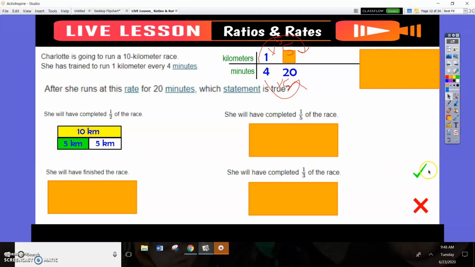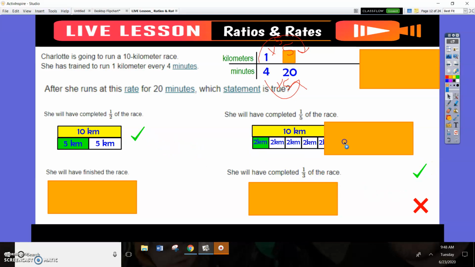Is 5 half of 10? Yes. So we're going to put a check mark by this answer, okay? Let's look at this next choice. She will have completed 1/5 of the race. Well, 1/5 is equal to 2 kilometers, okay? We have 5 kilometers. That is not what's happening here.